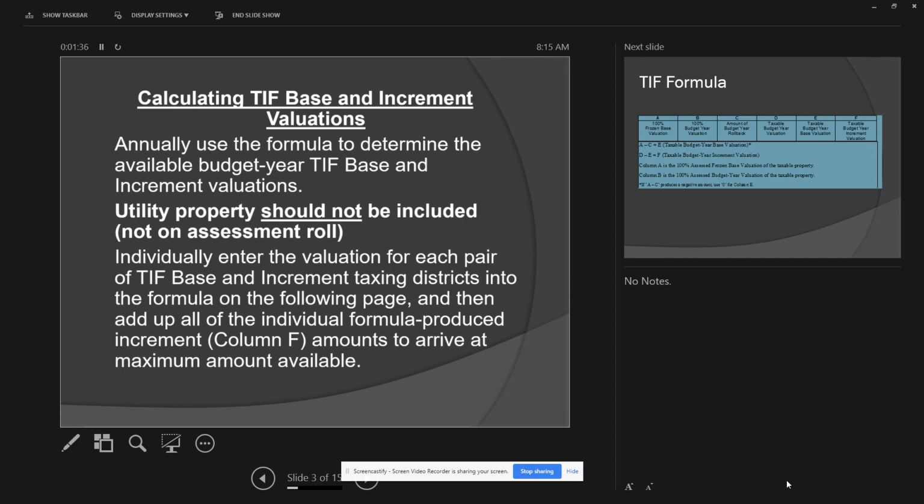Just as a side note, utility property, your gas, electric, and utility, is not included in the calculation of TIF. It's not on the assessment roll, so it's been excluded from the TIF revenue calculation.